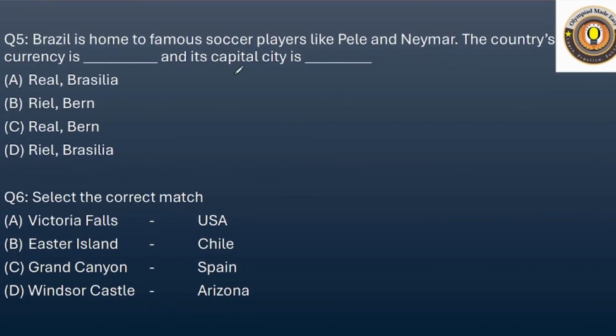Next question is, Brazil is home to famous soccer players like Pele and Neymar. The country's currency is dash and its capital city is dash. Okay, so let's say you know the capital city of Brazil. It is Brasilia. So this option is ruled out. This option is ruled out. Now you are left with A and D. So you should know that the currency of Brazil is the real.